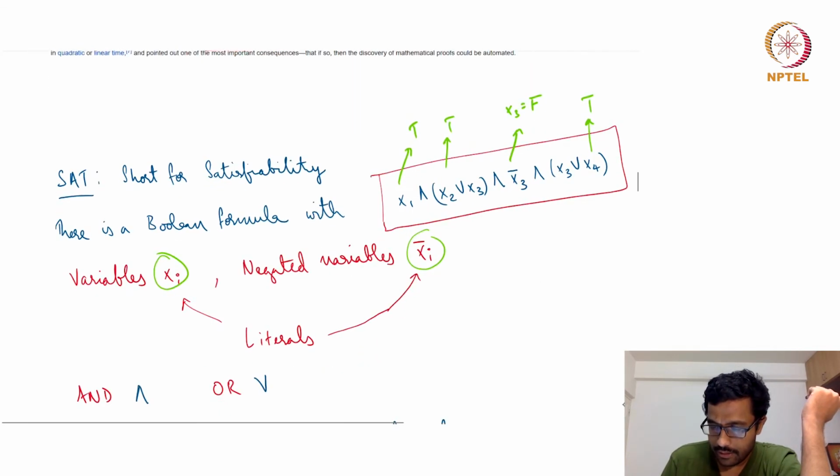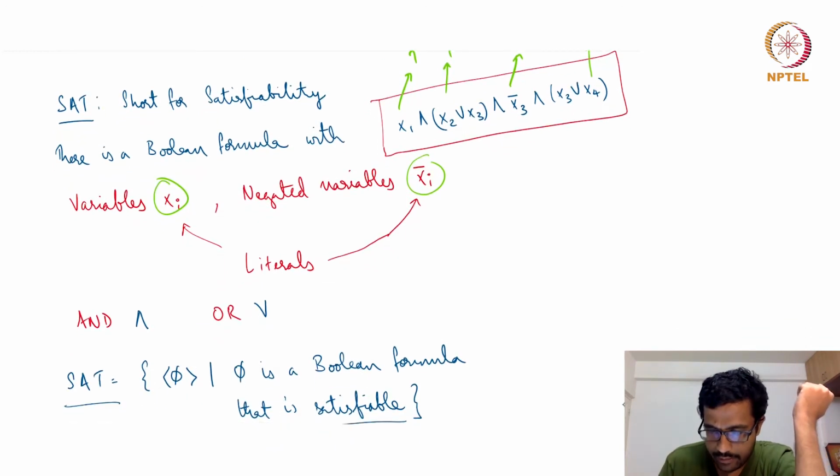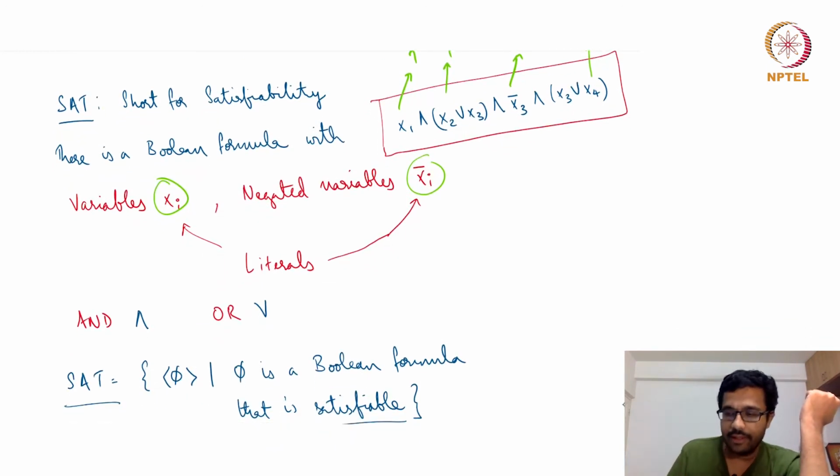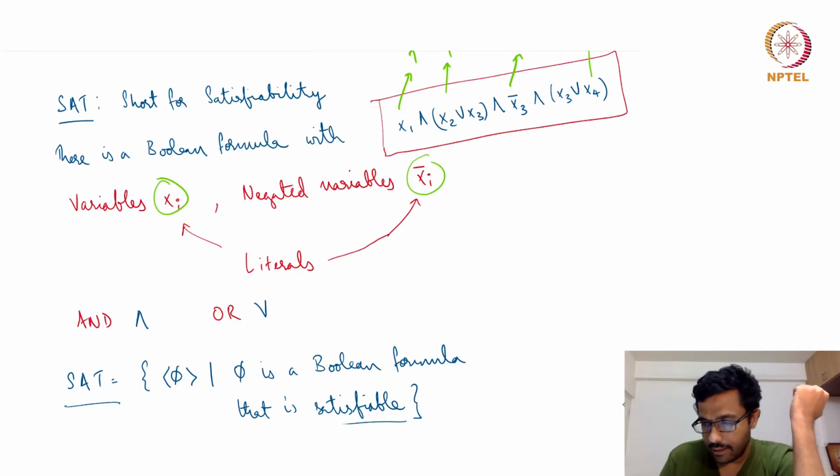Just to formally define: a Boolean formula consists of Boolean variables like xi, and negated variables, which is the complement denoted by xi with a bar above it. Both xi and xi complement are together called literals, two different forms of xi, and they are connected by AND and OR. AND is denoted by an inverted V and OR is denoted by a V, and they are also organized with parentheses.